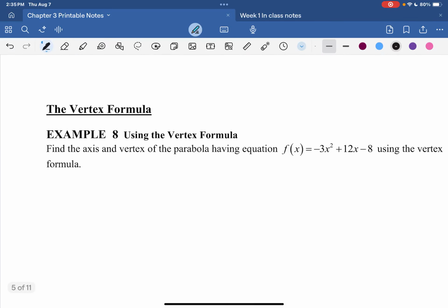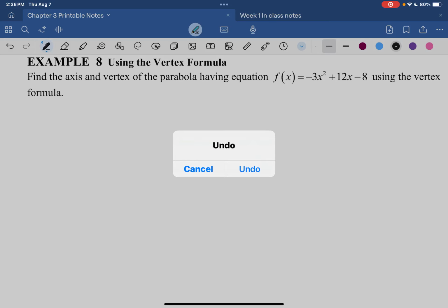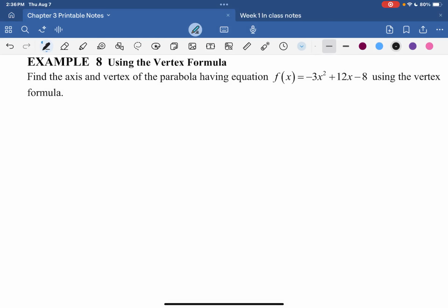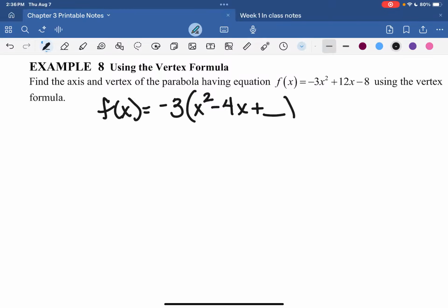Okay. Now let's look at this one. So it asks us to find the axis and the vertex. So we're going to complete the square again, but this time we're going to do f of x at -3, we have to factor it out. So it's going to be x squared minus 4x plus a blank, and then minus 8 minus a blank, because we are on the same side.